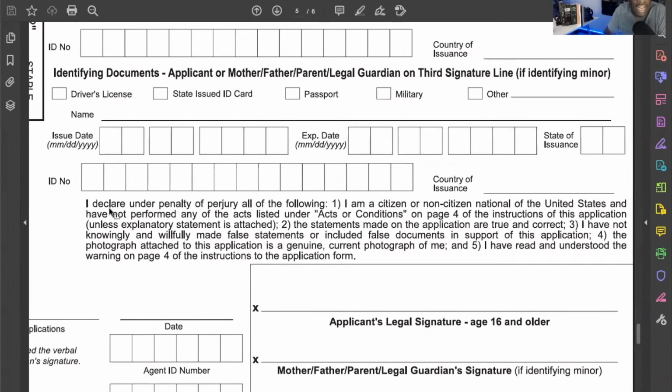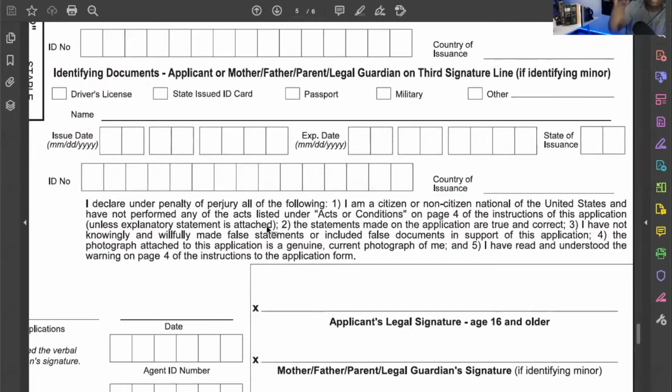It says, I declare under penalty of perjury all of the following. I am a citizen or non-citizen national of the United States. Those are the same. That's a U.S. citizen. Both of these are, because it says non-citizen national of the United States. They're the same thing. And have not performed any of the acts listed under acts and conditions on page 4 of the instructions of this application unless explanatory statements are attached.